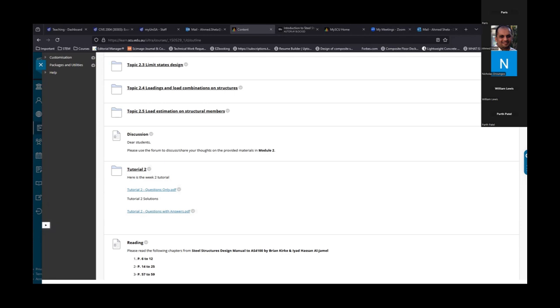Just trying to share. Can you see the screen? Can you see anything from my screen? Yeah, we can see the tutorial. Okay. The Zoom app doesn't respond, so just wait for a few seconds.